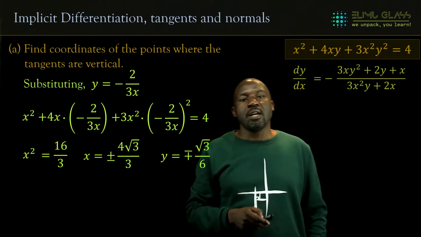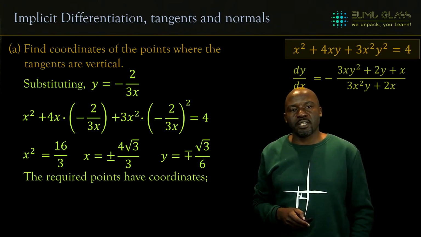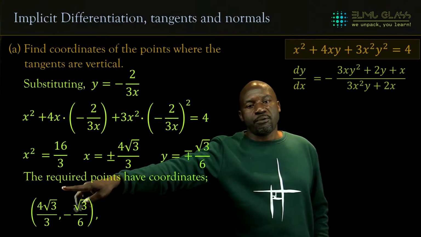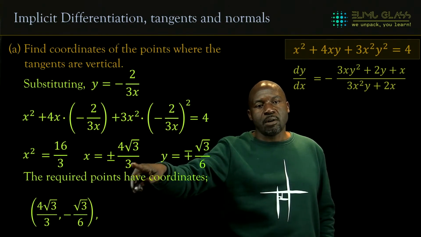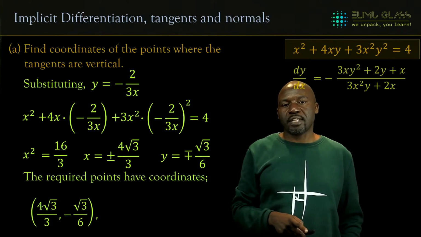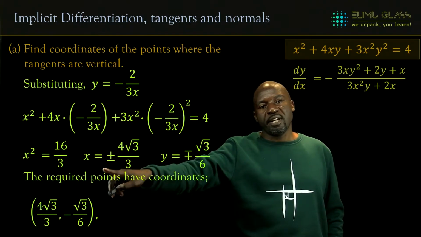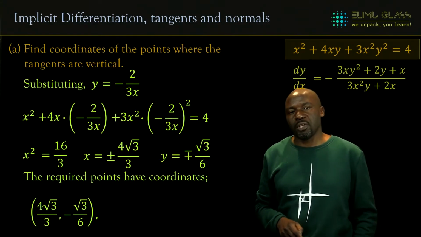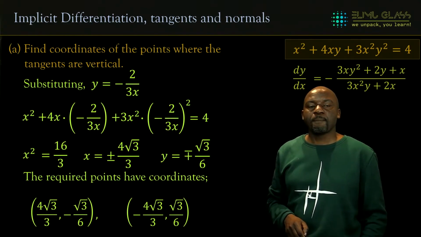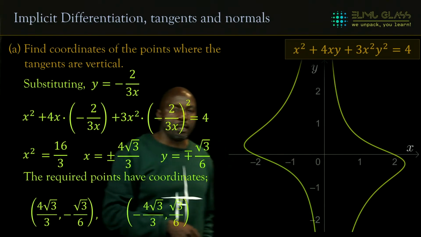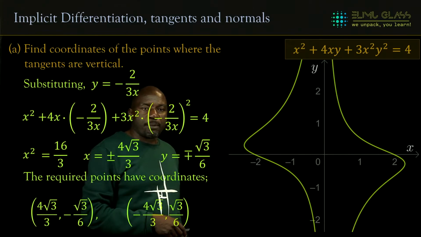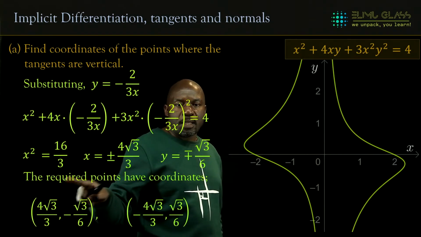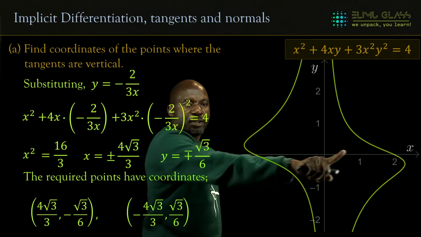So therefore, the coordinates of the required points must be positive 4 root 3 over 3, comma, negative root 3 over 6, and the next one will be negative 4 root 3 over 3 and positive root 3 over 6, like that, okay? I believe I've sketched this somewhere. There you go. And so one of the points has a coordinate, we are saying the one with x value positive must be there.